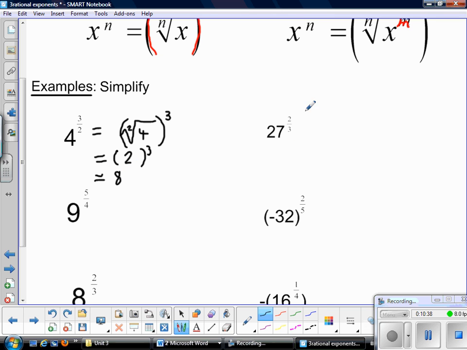Okay, so let's go to this next one over here. Again, I'm going to take the cubed root, put my little number 3 here, cubed root of 27, and then I'm going to square that answer. So the cubed root of 27 is 3, because 3 times 3 times 3 is 27, and then I have 3 squared, which is 9.